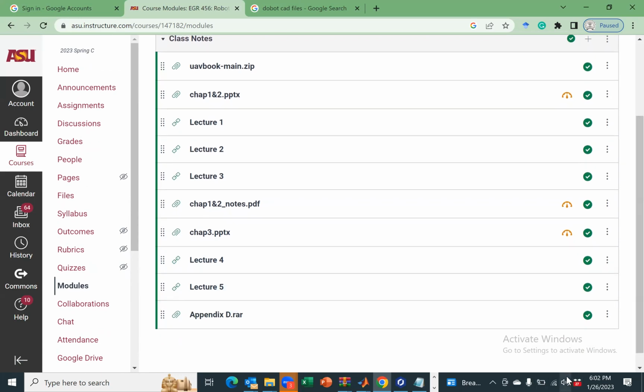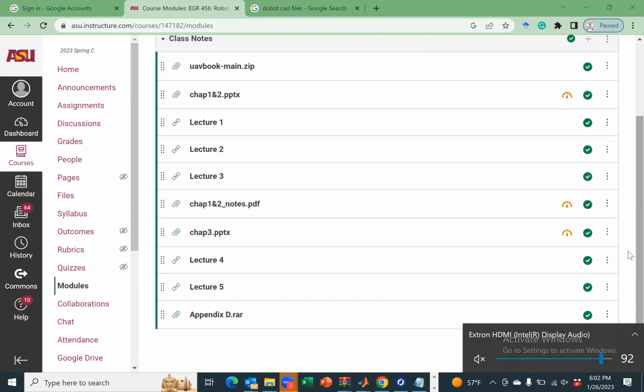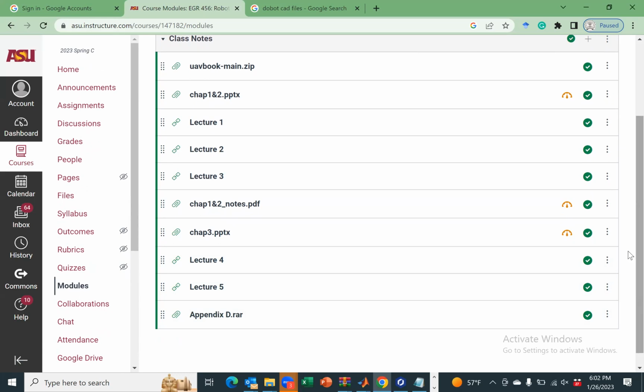So what I want you to do is, first and foremost, go on to Canvas because this is very important. You're all gonna need it. There is this appendix D.rar. Please download and expand. There are 3 folders. Each folder shows you a different simulation, Simulink implementation of the MATLAB functions. So please open this and I will discuss this.